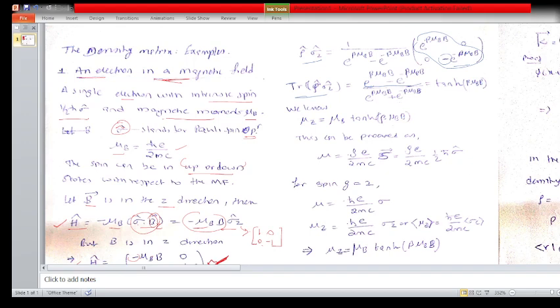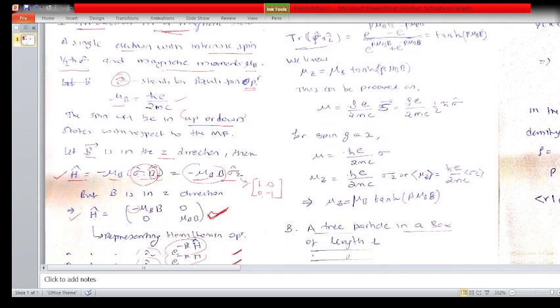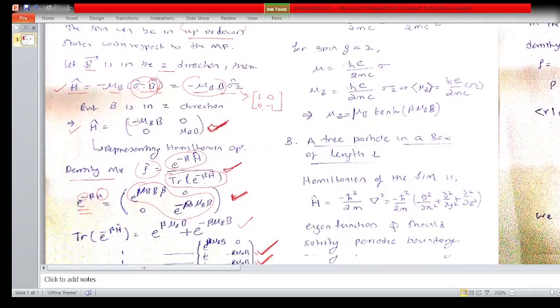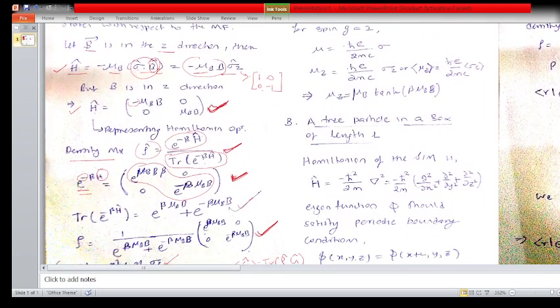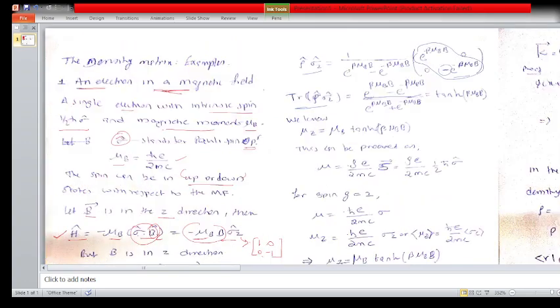Okay, so I think there is a plus here. Yeah, the trace of that matrix is plus. So I have written here it is minus, but this is plus. Okay, so here we have that plus.